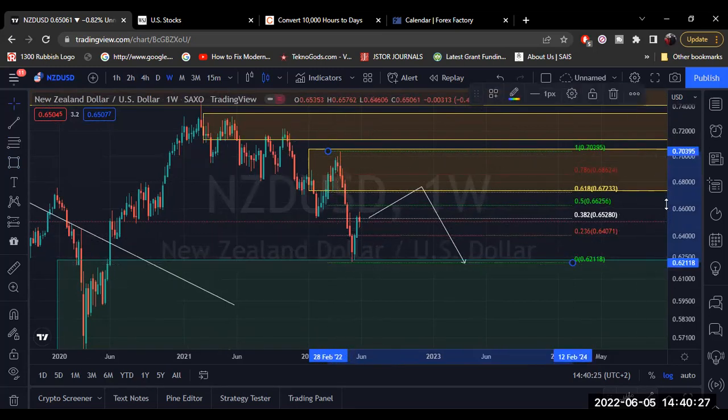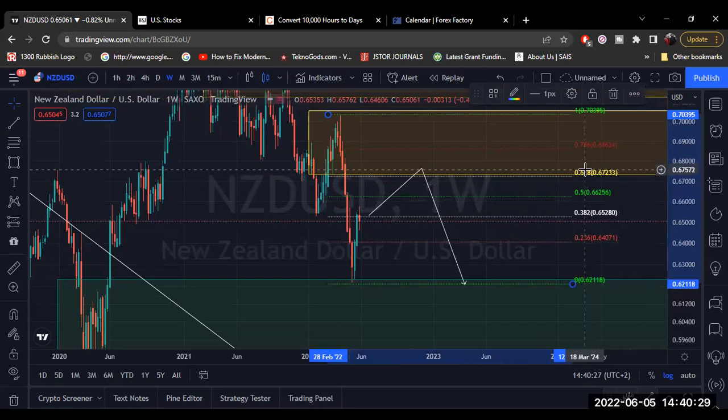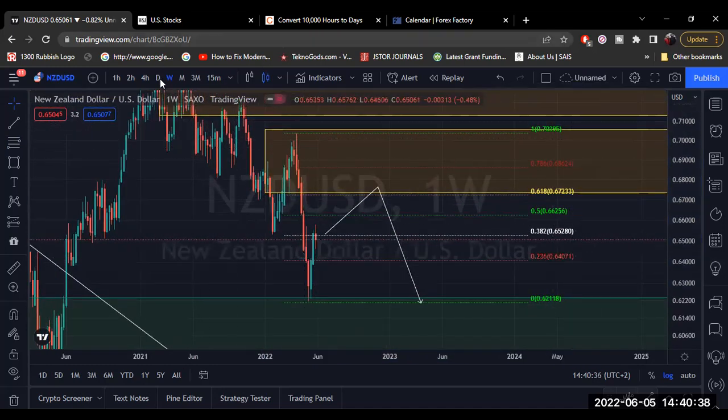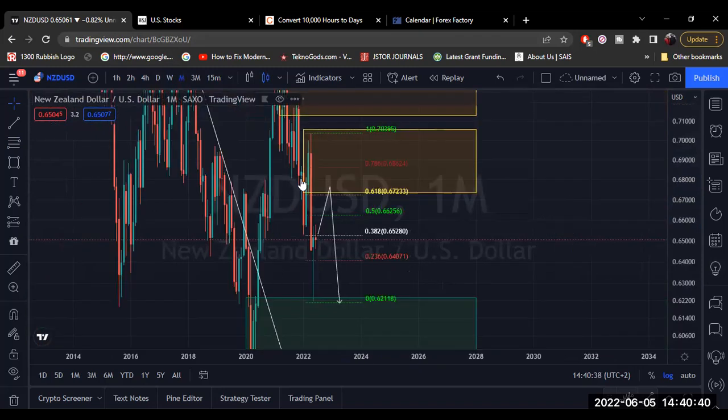So you can see even the golden ratio is at the monthly supply. Remember, this whole yellow zone here is the monthly supply. I hope I'm making sense. I hope I'm not going too fast. I hope you guys are with me. Go back there. Governing supply marked in yellow.